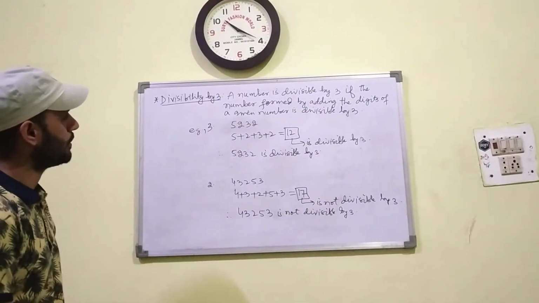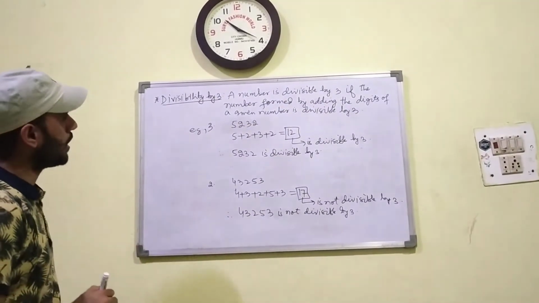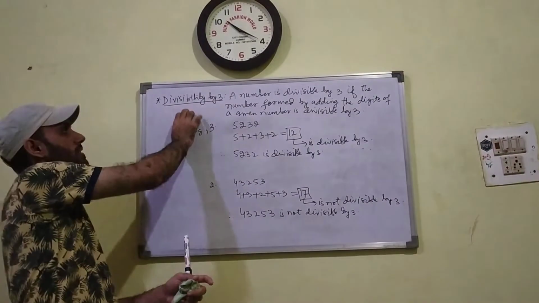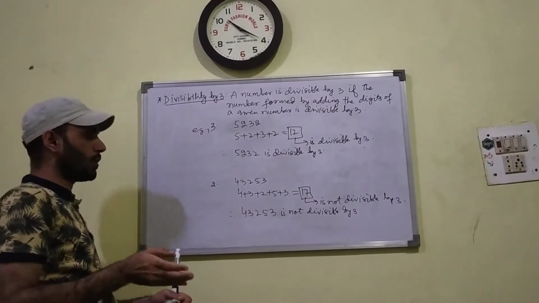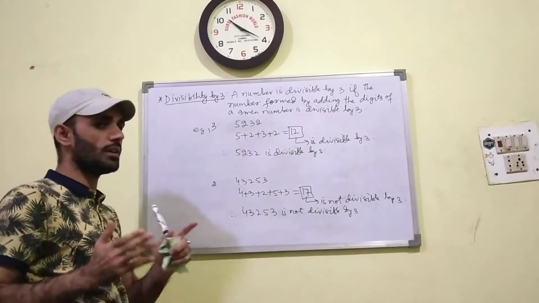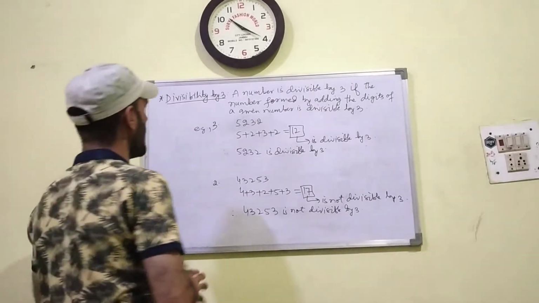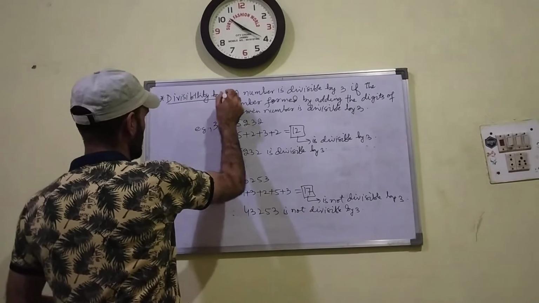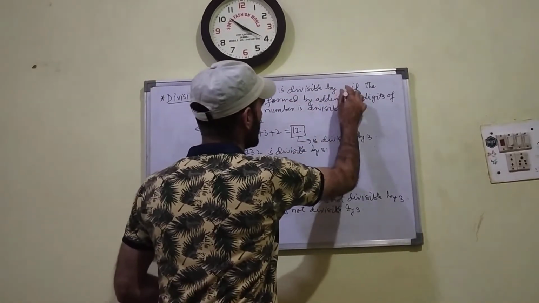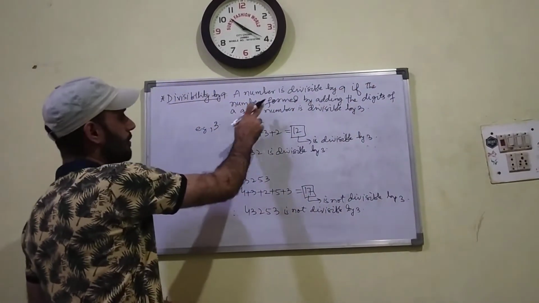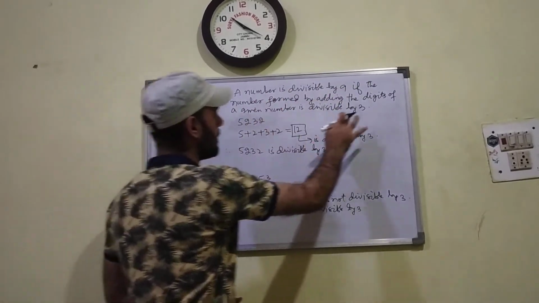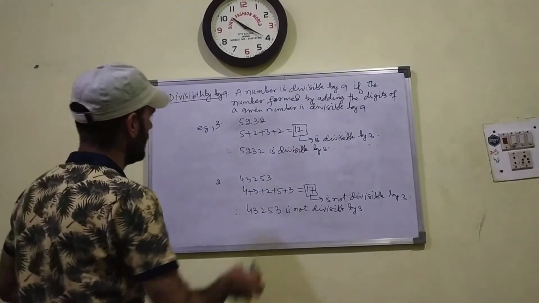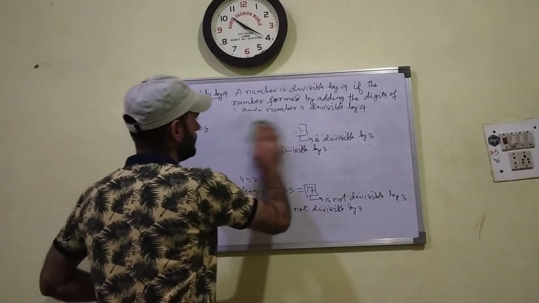Hope you understand this. Now, the divisibility test of 9 is the same as the divisibility test of 3. So, before studying the divisibility by 4, let us study the divisibility by 9. Divisibility by 9. A number is divisible by 9 if the number formed by adding the digits of a given number is divisible by 9.